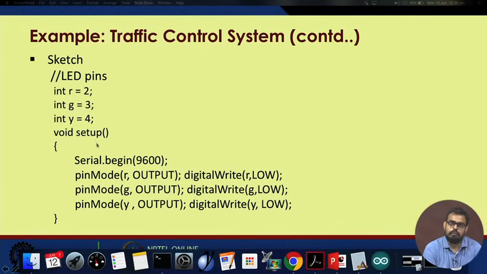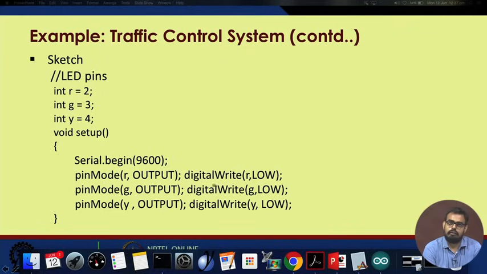Then within void setup, we initialize the serial port at 9600 baud rate. Then pinMode, we write R and OUTPUT. As you can remember, the first argument was the actual pin on the Arduino device, and the second one was the mode, either input or output. Since you're connecting LEDs, we'll obviously be using it as output. R was globally assigned as 2, so this will be 2 and OUTPUT. It translates to pin 2 working as output.